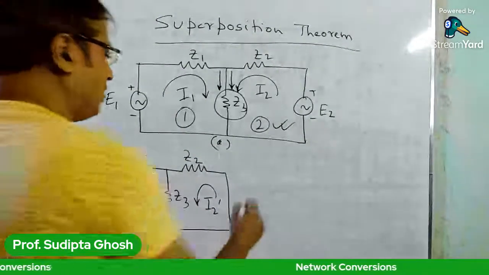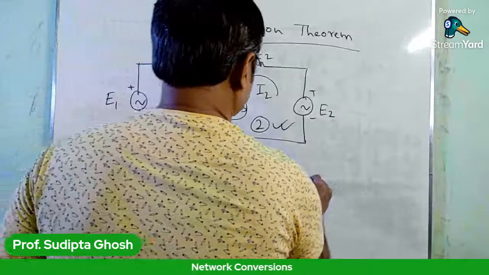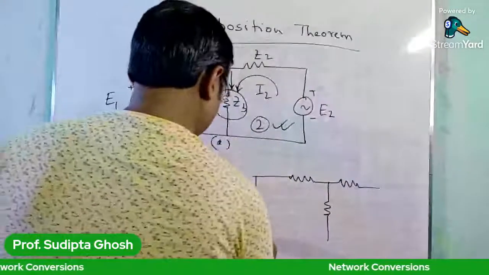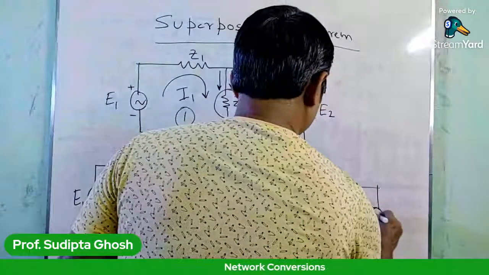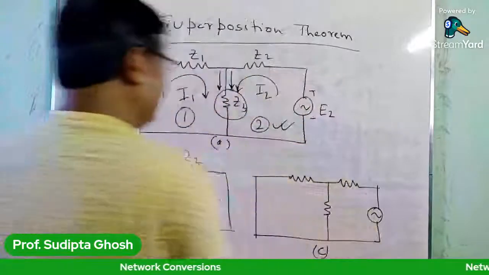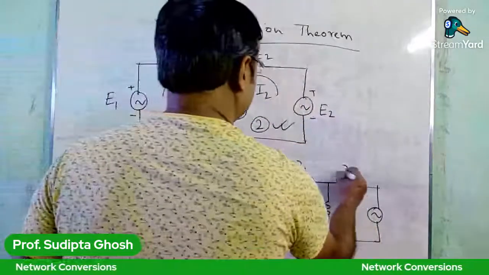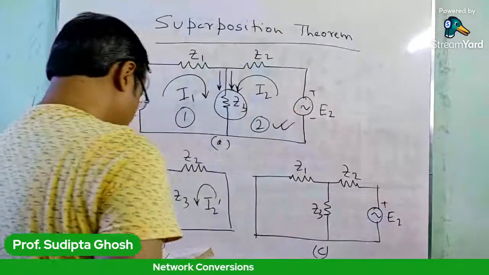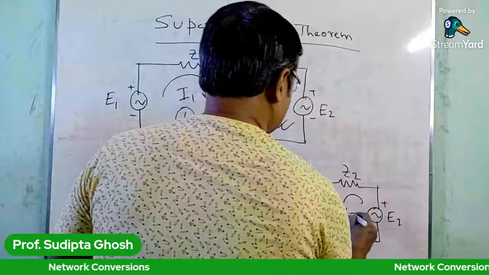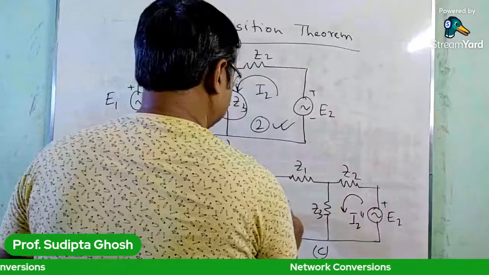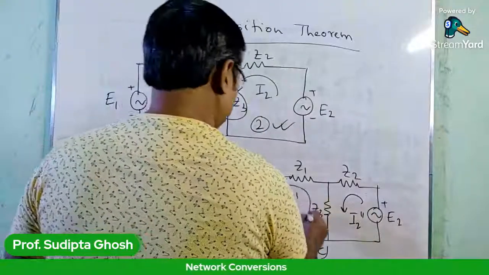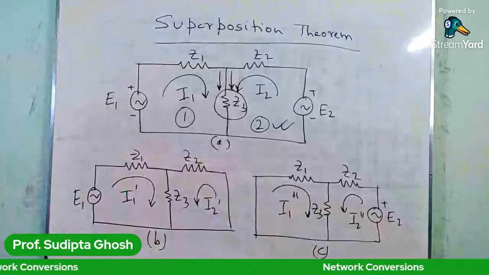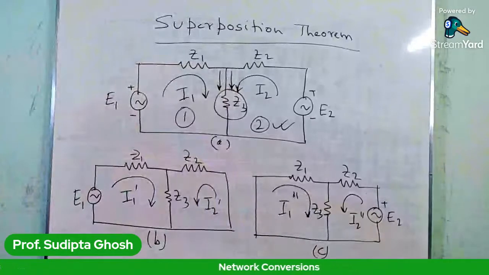Now we are removing the energy source E1, and the figure is figure C. Here we have the Z1, Z2, Z3 impedances. This is the energy source E2, and let the currents be I2 double prime and I1 double prime. So these are the reduced circuits of circuit A.